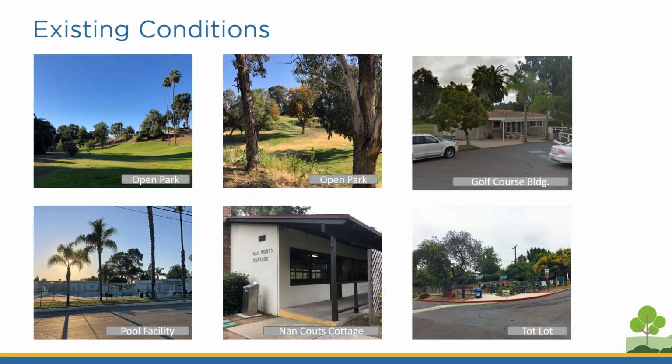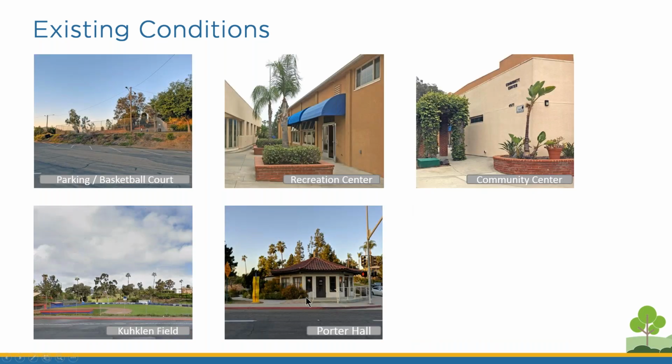The team reviewed the entire park as part of the existing conditions analysis. Notable existing park features include the central open park space that was previously occupied by the golf course, the golf course building clubhouse, the pool facility that was built in 1953, Nankoot's Cottage built in 1956, the tot lot located across from Nankoot's Cottage, the various parking lots that are found throughout MacArthur Park, the basketball court, the community center that was built in 1983, the recreation center that was built in 1949, Colkin Baseball Field, and Porter Hall.